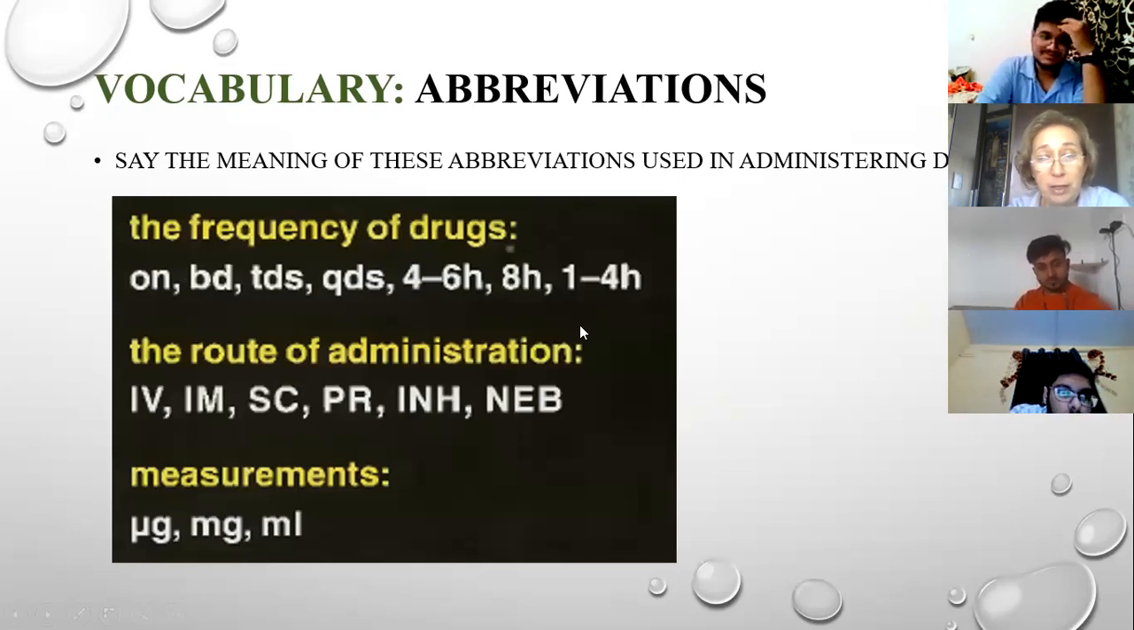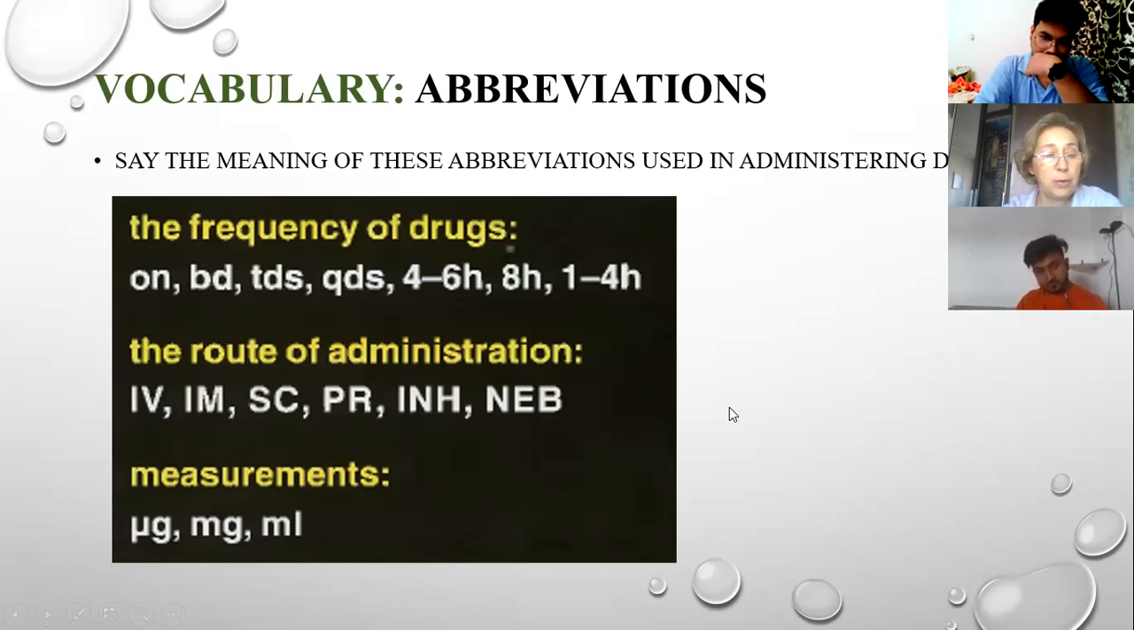They are grouped in 3 groups, like the frequency, how frequent the drugs should be taken, then the route of administration, and the group of abbreviations for measurements, how much of the drug the patient should take. Now, please, also 3 minutes to you to do this task, to write the meaning of these abbreviations, please. Do it individually.